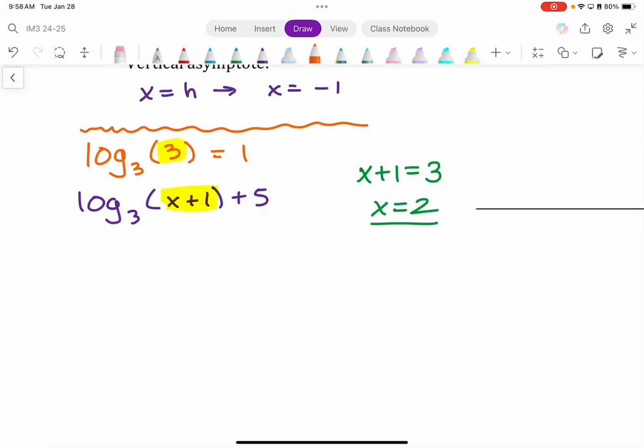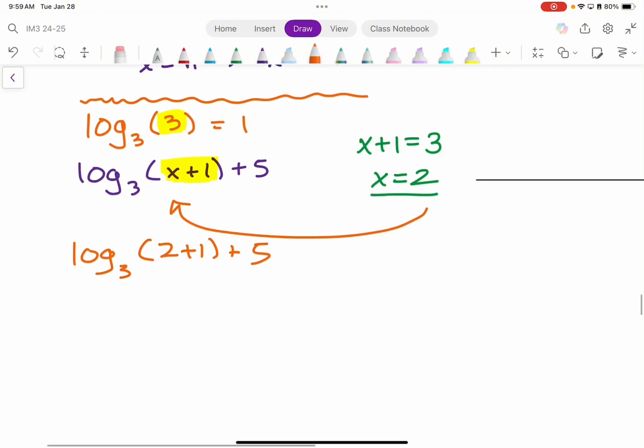All right. We're going to take this 2, and now we're actually going to plug that back into the original function, log base 3 of (x plus 1) plus 5. That'll become log base 3 of (2 plus 1) plus 5, because now we're looking for the y coordinate. So we're going to solve this out. This will become log base 3 of 3 plus 5.